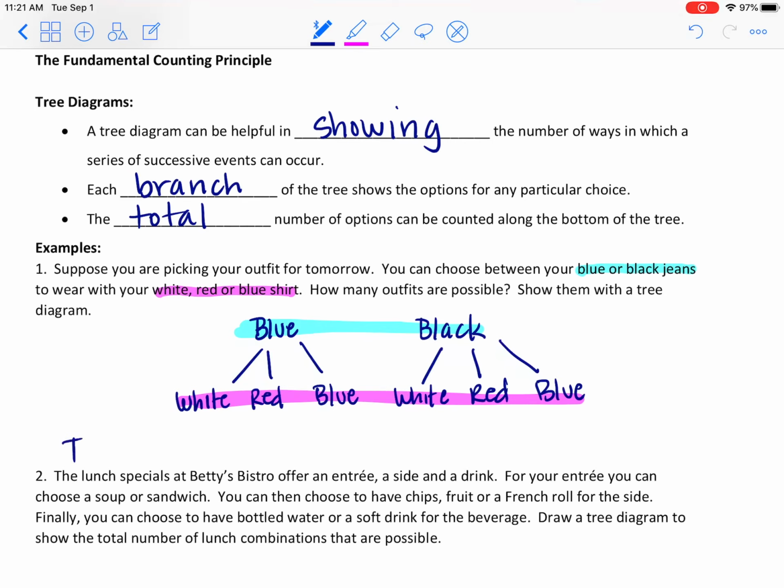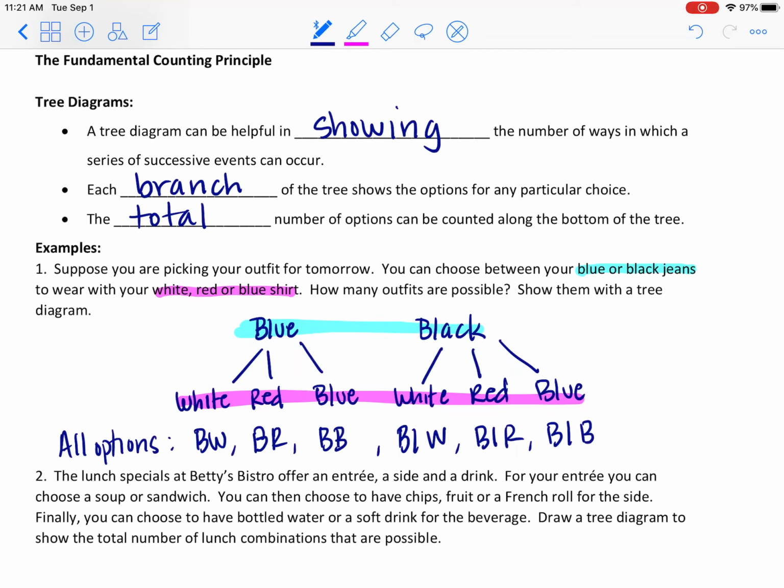Let's go through all the options. All options would have been to wear blue with white, or blue with red, or blue with blue. Or we could have had from the next block here, black with white, or black with red, or black with blue. So that's a total of 6 different options. Option 1 was here, option 2 was here, option 3 was here, 4 here, 5 here, and 6 here. So all the options here are 6 total.